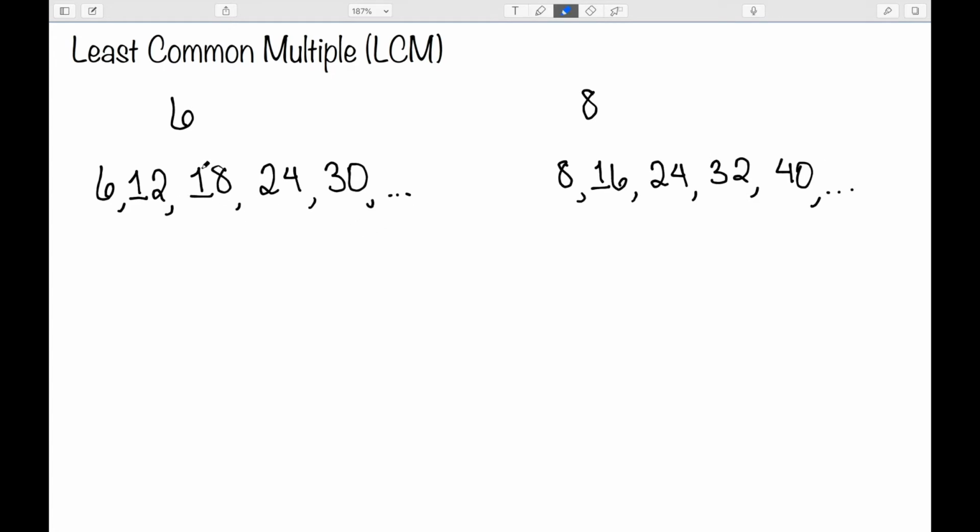The least common multiple is going to be the smallest number that appears on both of these lists. So it'll be the first number that appears on each list. And this is one way of finding the least common multiple. Just list out lots of multiples until you find one that does appear on both lists. But let's look at some other methods.